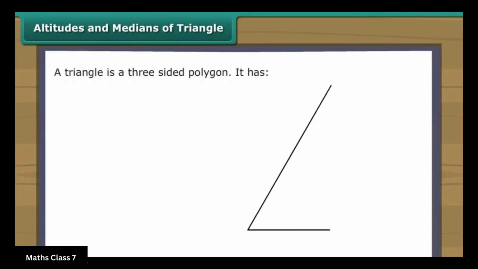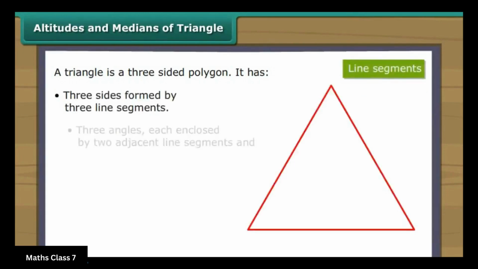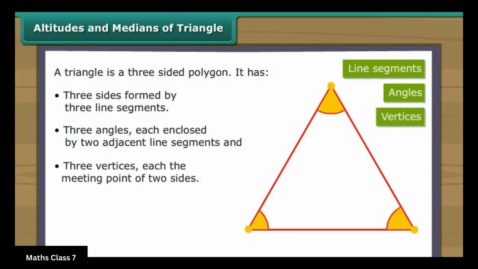Altitudes and medians of a triangle. A triangle is a three-sided polygon. It has three sides formed by three line segments, three angles each enclosed by two adjacent line segments, and three vertices, each the meeting point of two sides. A triangle also has medians and altitudes.